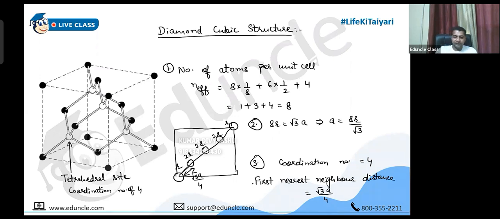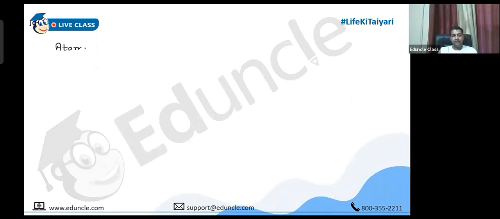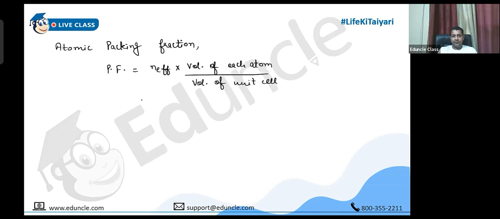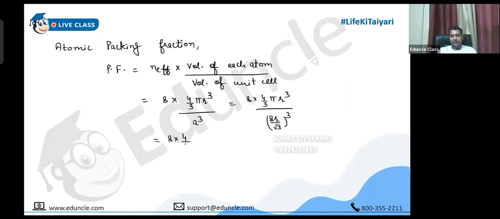Now atomic packing fraction. How to calculate? N effective into volume of each atom divided by volume of unit cell. There are 8 of them, and because all of them are carbon, their radii are the same. So let it be small r only. So it will be 8 into 4 by 3 pi r cube, and a was how much? 8r by root 3. So it will be 8 into 8 into 8 by 3 root 3 r cube. We are able to cancel the r cube factor first of all. 8 with 8 and 3 with 3, and then this 4 with this. So this is root 3 pi by 16.